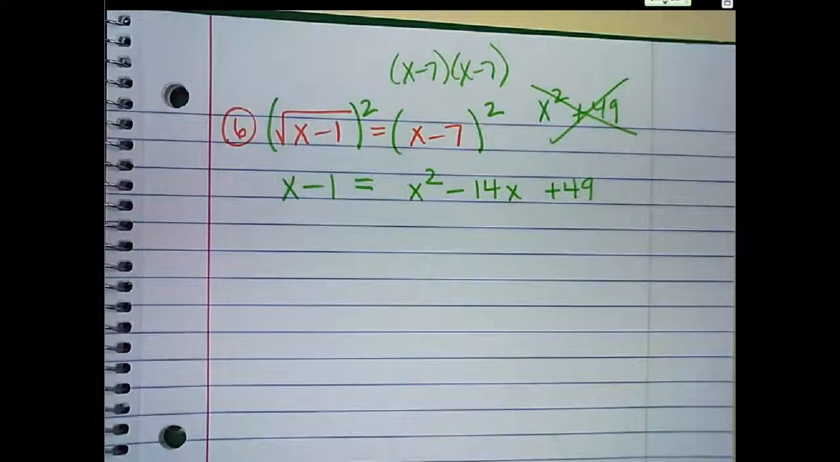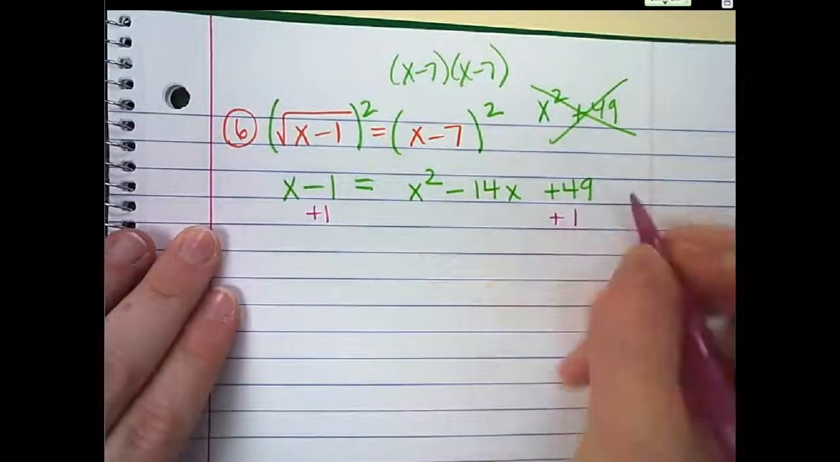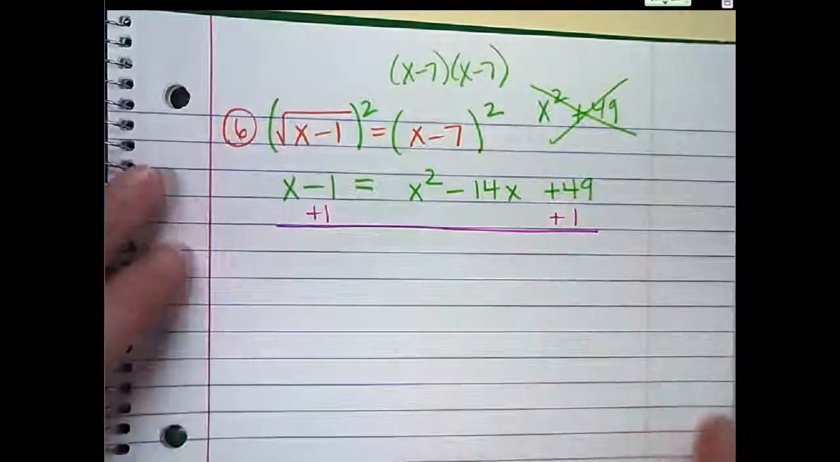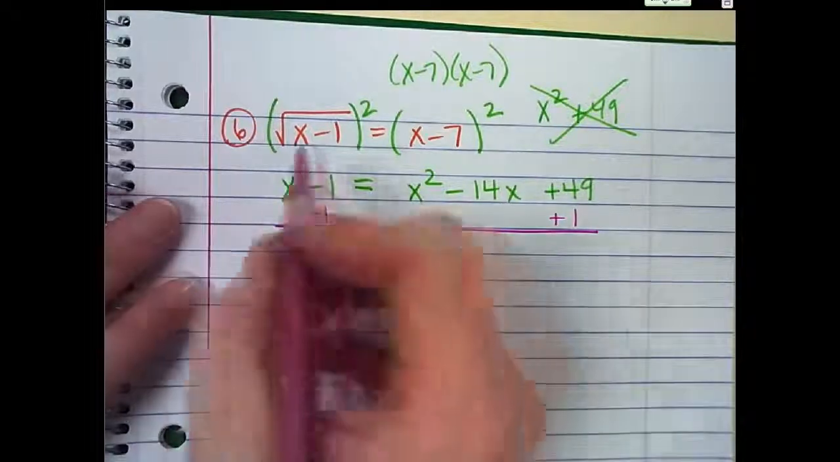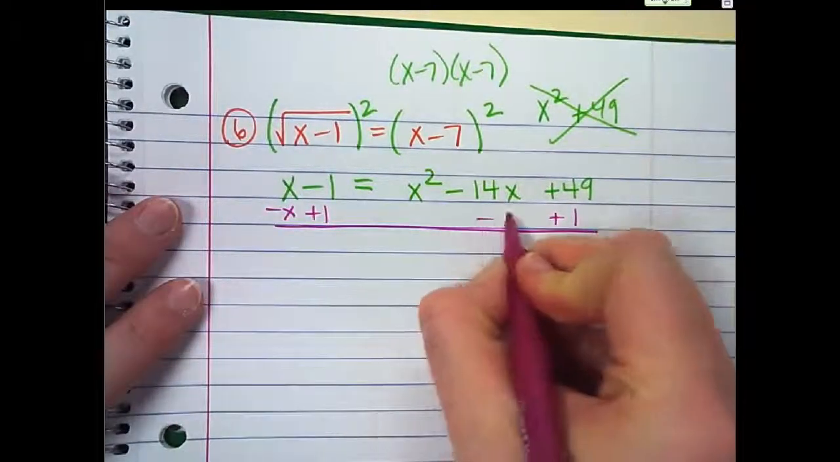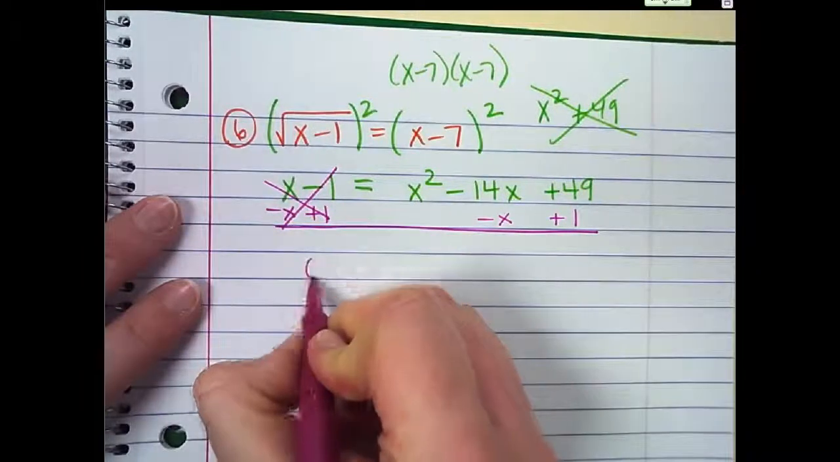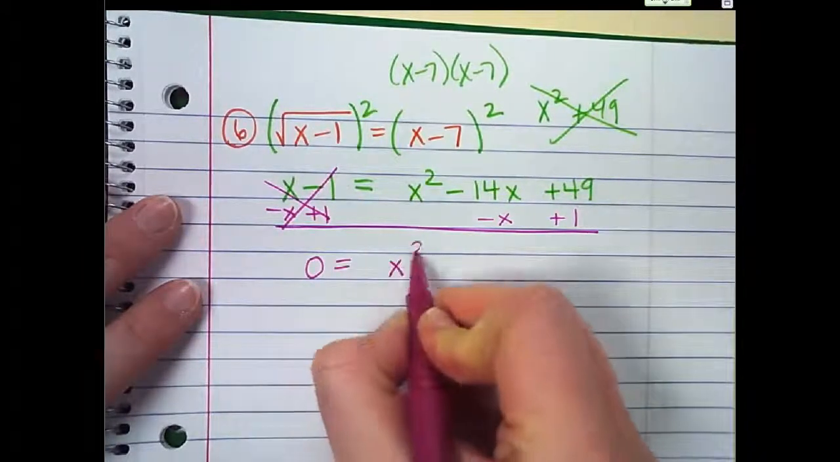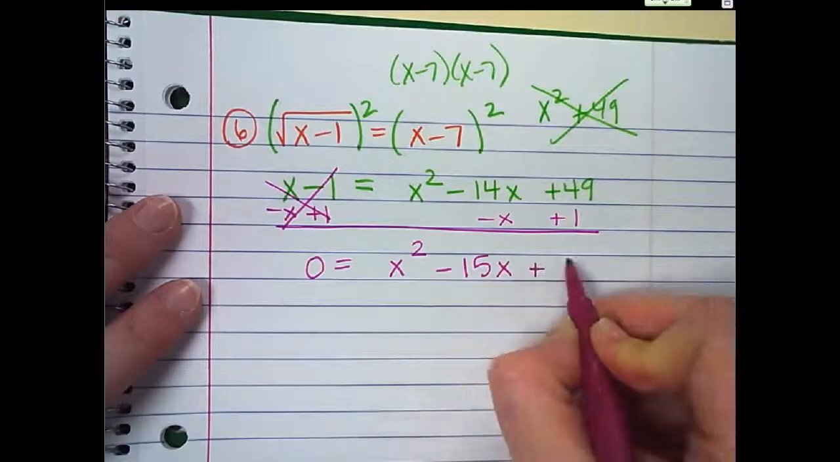Okay, what would you do next? Any ideas? I hear add the 1. Sounds good. I'm going to go ahead and move the x over as well. So in the warm-up where I moved that 10 over, I'm just going to subtract this over also. That way these go away, and I'm going to get 0 equals x squared minus 15x plus 50.